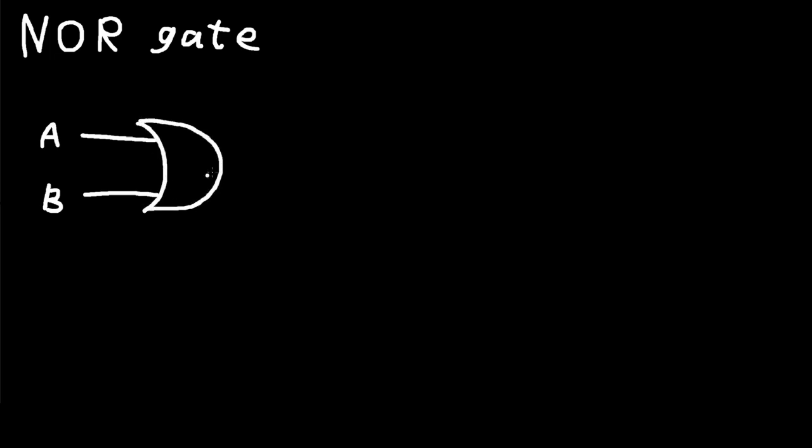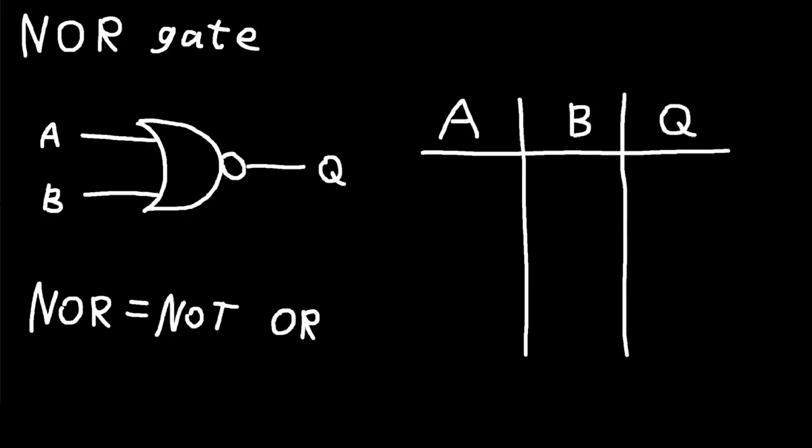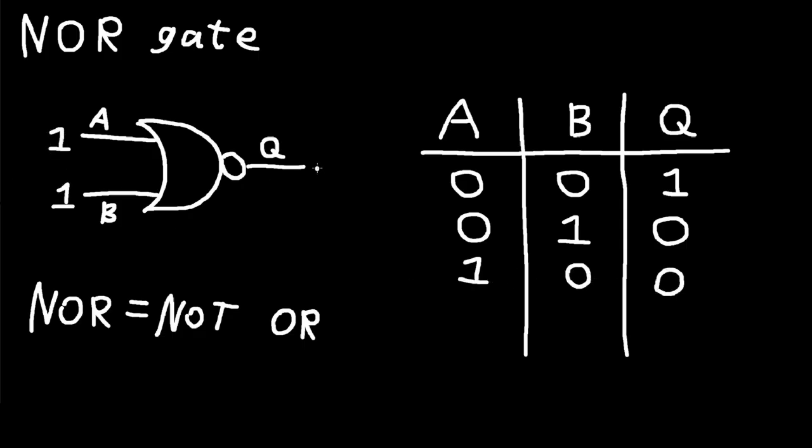Now the NOR gate. NOR means NOT OR. OR outputs 1 if any input is 1. NOR flips that. So NOR outputs 1 only when both inputs are 0. Fun fact, NAND and NOR are very important because you can build any digital circuit using only NAND gates, or only NOR gates.